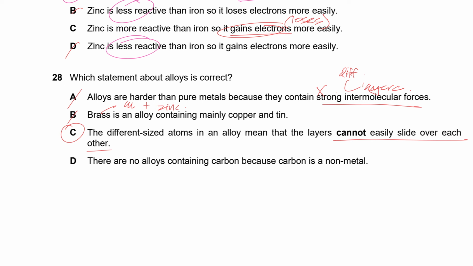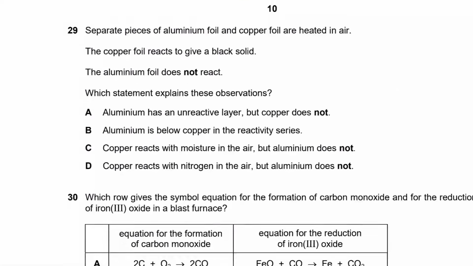That's true, and therefore they are hard and rigid. There are no alloys containing carbon. That's wrong, because iron plus carbon gives you steel. And even stainless steel is iron plus carbon plus nickel plus chromium. So an alloy can be any metal mixed with a non-metal or another metal.